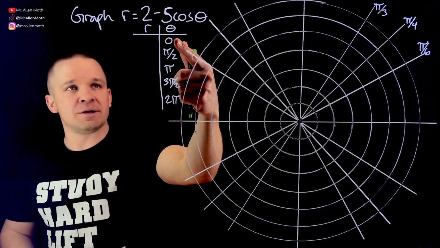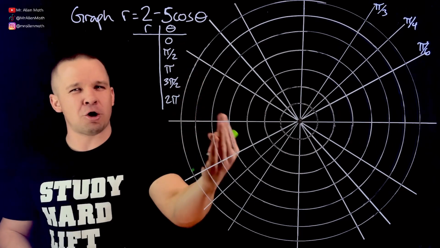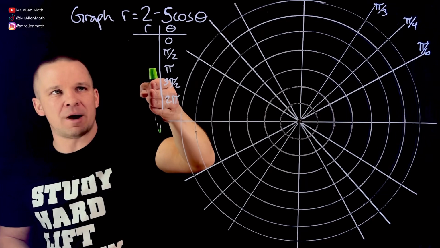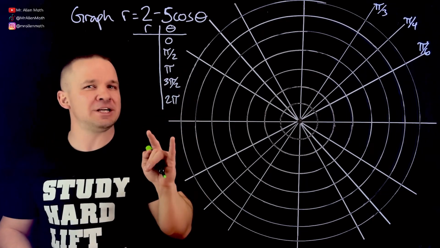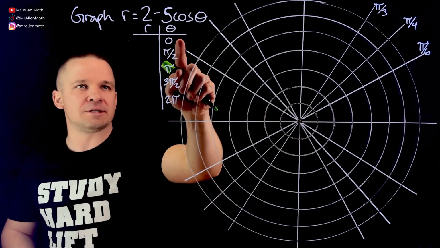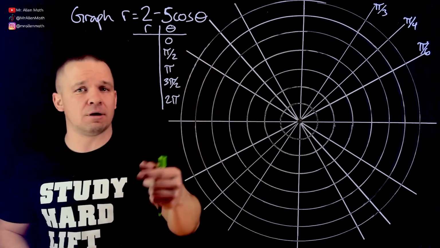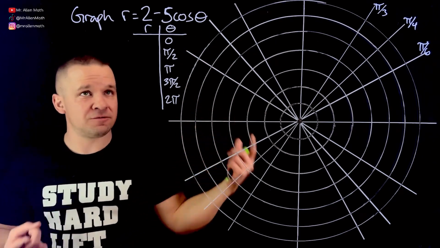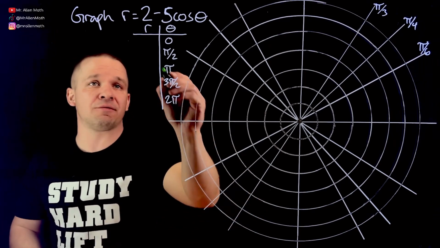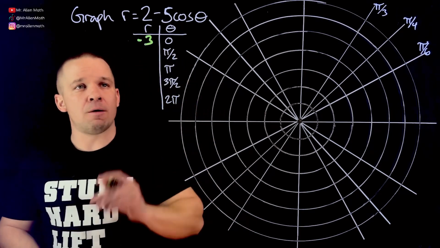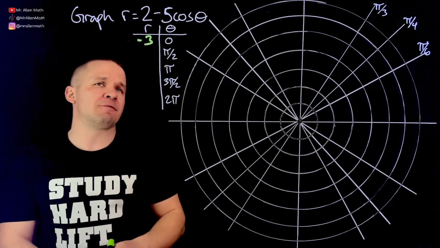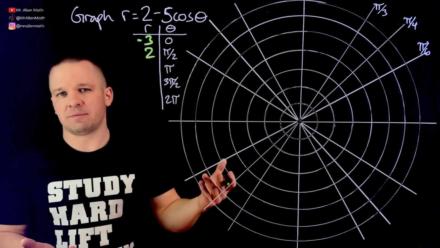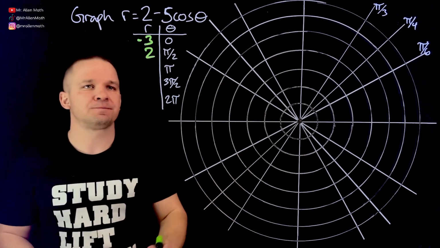All right, so first thing we do is we plug in our theta here. We kind of go backwards in polar. We put in this side of the T-chart to figure out my radius, different than the Cartesian x-y coordinate system. If I do 0 here, cosine of 0 is 1, and 1 times 5 is 5, so we have 2 minus 5, which is negative 3. Now, pi over 2: cosine of pi over 2 is 0, so we're just going to have 2, because 5 times 0 is 0, and 2 minus 0 is 2.